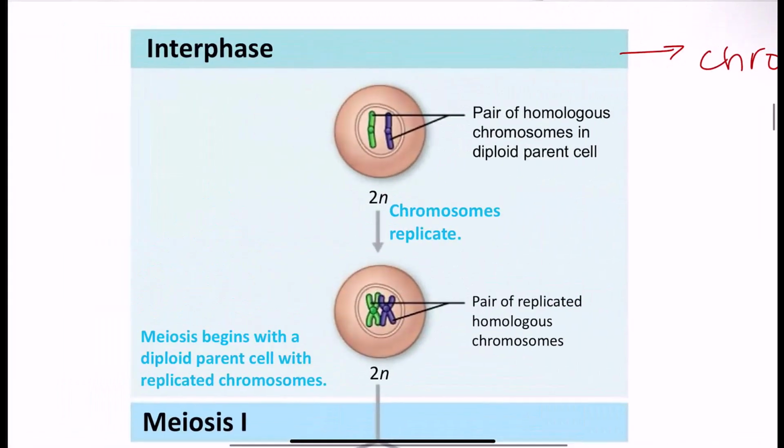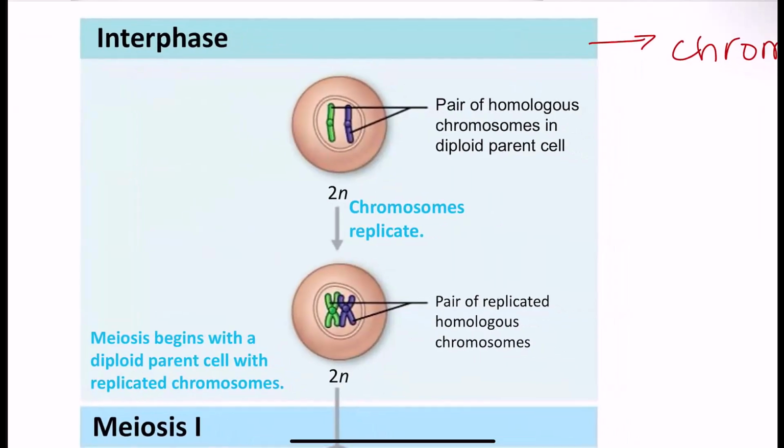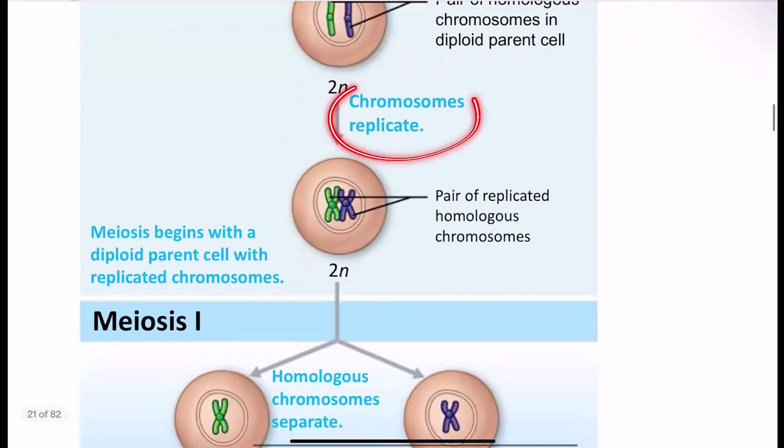So notice in this picture, we have a green one and a purple one. Those are called homologous chromosomes, one from mom, one from dad. And this cell is diploid, which means it has two copies of chromosomes. After those chromosomes are replicated, notice now we have sister chromatids from mom and sister chromatids from dad. Again, still 2N because we have a green copy and a purple copy.